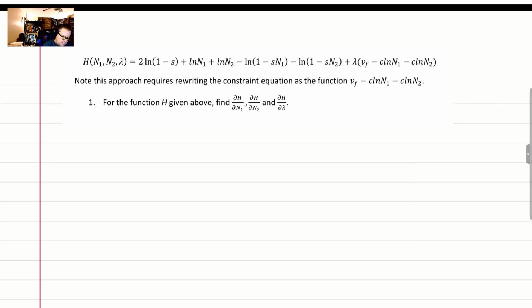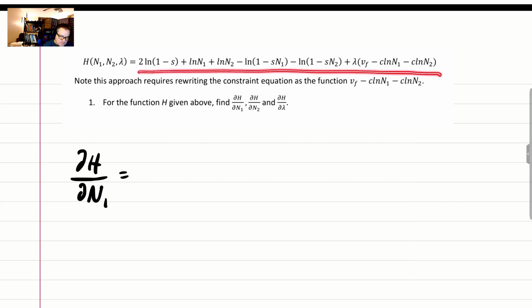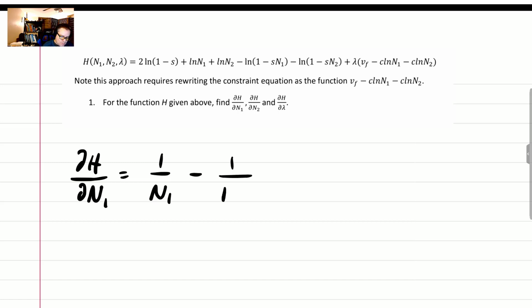The first one, the partial of h with respect to the variable n1. Going through and taking a derivative with respect to n1, this doesn't have n1 at all, so it will go to 0. The derivative of this guy is 1 over n1. And then we get to this term, and there's no n1, so that goes to 0. This has a factor of n1, so you get minus 1 over the argument, 1 minus s n1. But then by the chain rule, you get a derivative of the inside, which is a negative s. So we could say minus s here like that.